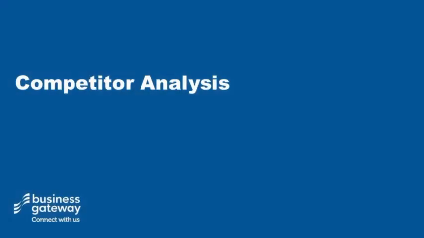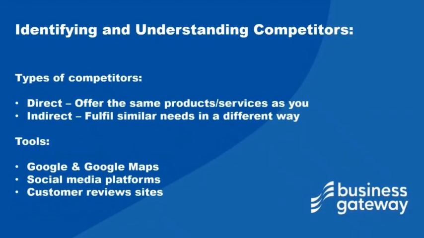Let's move on to identifying your competitors. This is a crucial step in positioning your business. There are two types of competitors you need to be aware of: direct competitors who offer the same products or services as you, and indirect competitors who fulfill similar needs in a different way. For example, a restaurant's indirect competitor might be a food delivery service.